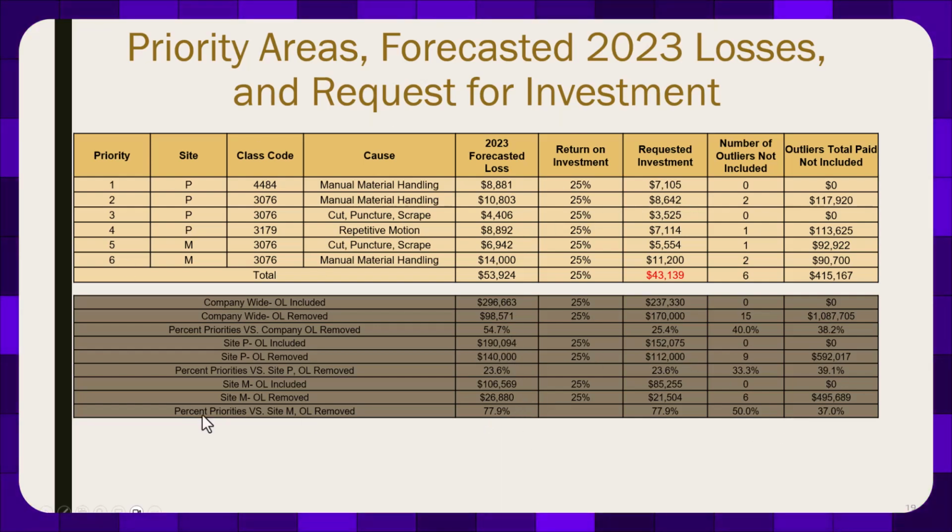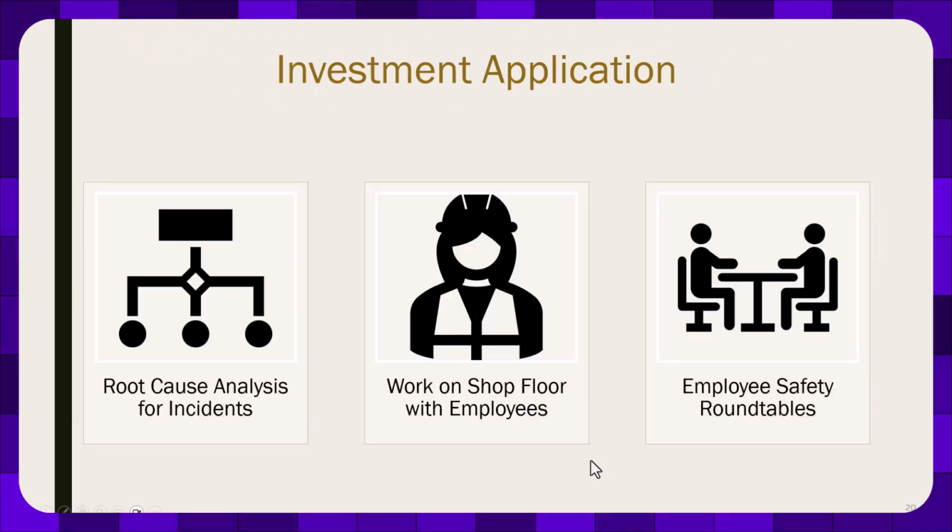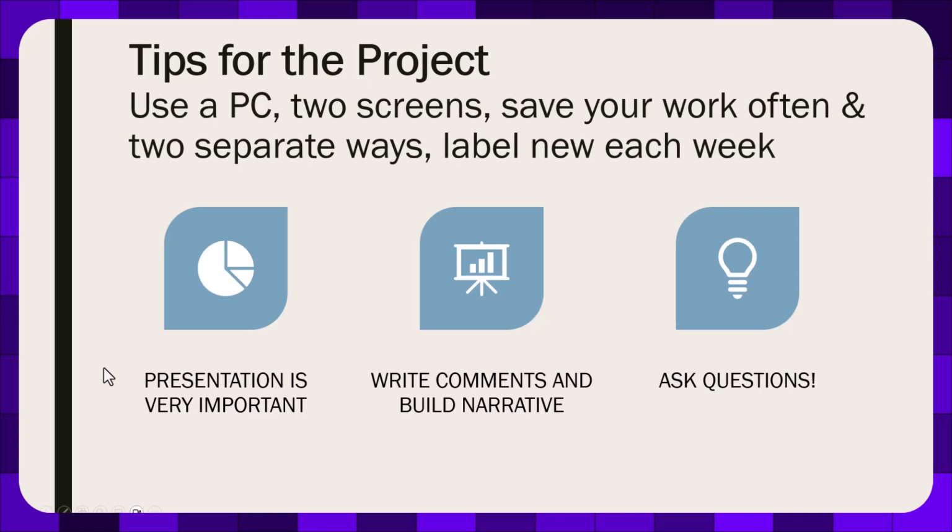So this is the justification to management that you can invest. We should invest this amount of money because we're going to get it back, because this is very conservative. That's the whole idea. And then she says, what are we going to use the money for? Root cause analyses, work with the shop floor employees, and do safety roundtables. So good job. The student did a good job. I think she justified the investment of the $43,000 into this.